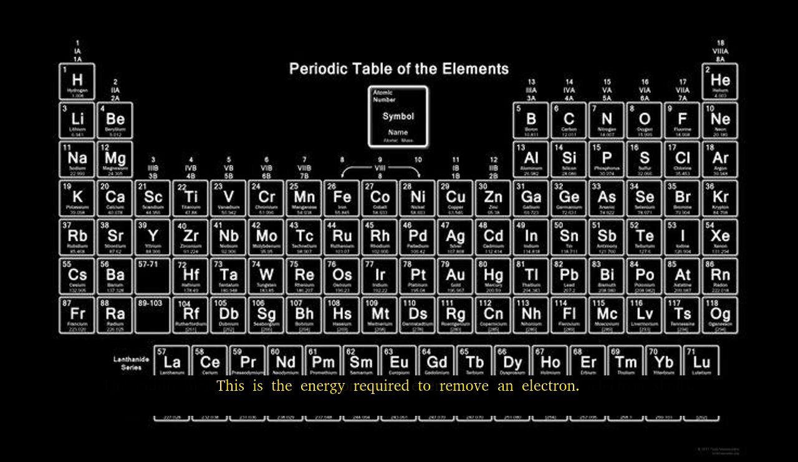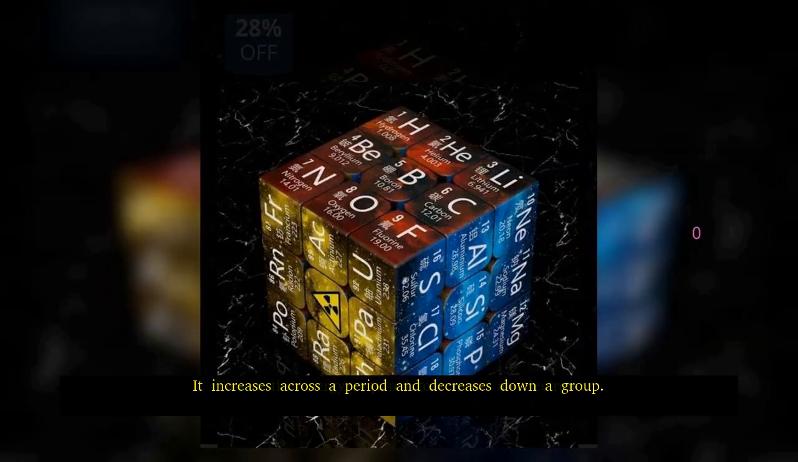Atomic radius: atoms get smaller across a period due to the increasing number of protons pulling electrons closer. The radius increases as you move down a group due to additional electron shells. Ionization energy: this is the energy required to remove an electron. It increases across a period and decreases down a group.